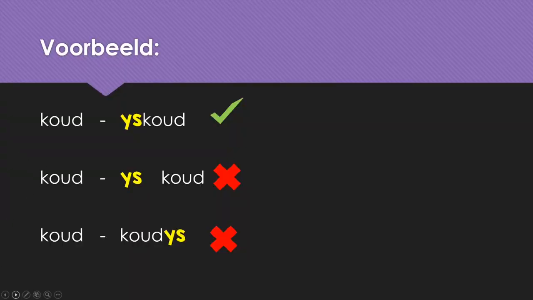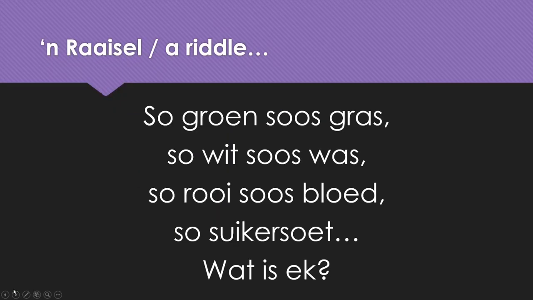Now, for a raaisel. Now for a riddle. Let's see who can figure it out. Is julle reg? Hier kom die raaisel. So groen soos gras, so wit soos was, so rooi soos bloed, so suiker soet. Wat is ek? What am I?